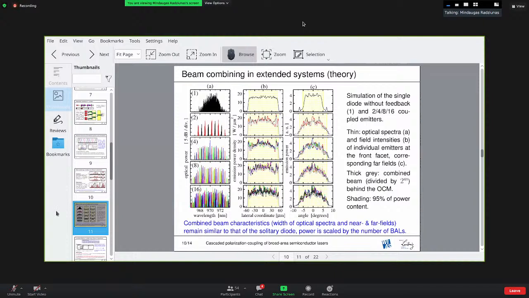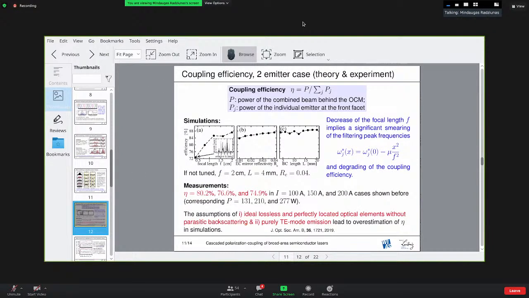What I see from this figure is that combined beam characteristics, namely the width of optical spectra and near and far fields, remain similar to those of the solitary diode. Our power is scaled by the number of emitters. How good the scaling is, I discuss in the next figure. For this reason, I'm introducing coupling efficiency, which is the ratio of the emitted power of the combined beam to the sum of the emissions of the different emitters.